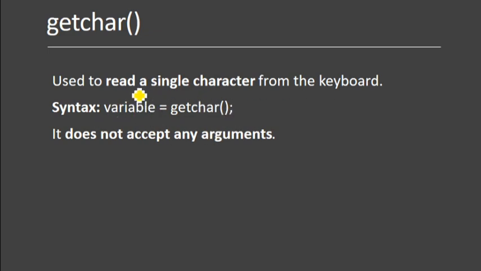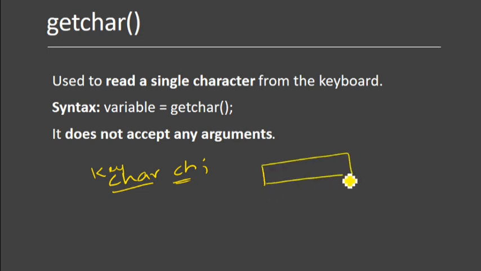The syntax is nothing but variable equal to getchar. So this is the syntax of the getchar function. For example, I am declaring a character: char ch, so ch is a variable declared as a character. char is a keyword. Whenever you write it like this, a character variable is created with 1 byte of memory, because a character takes only 1 byte of memory.